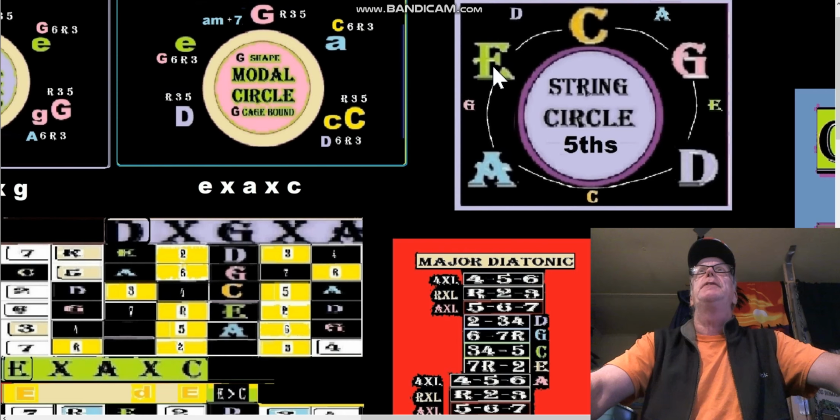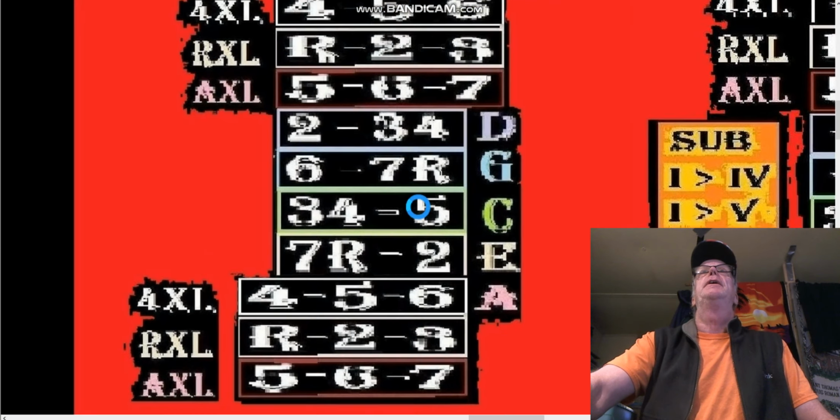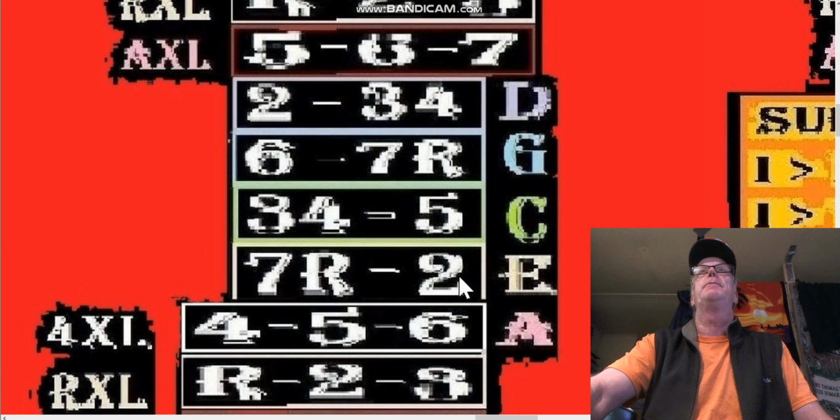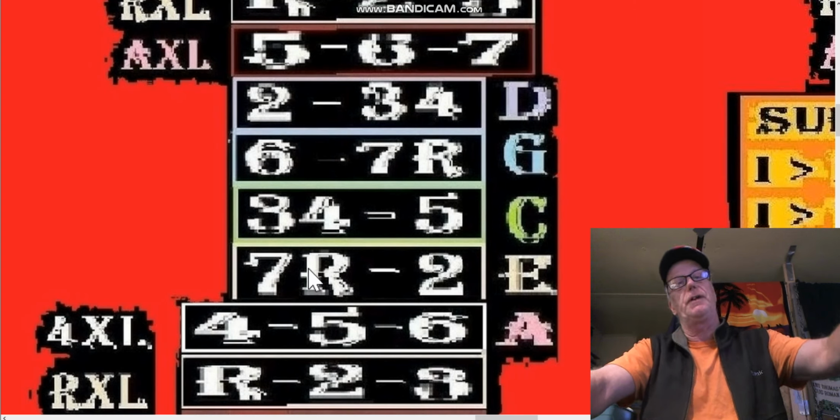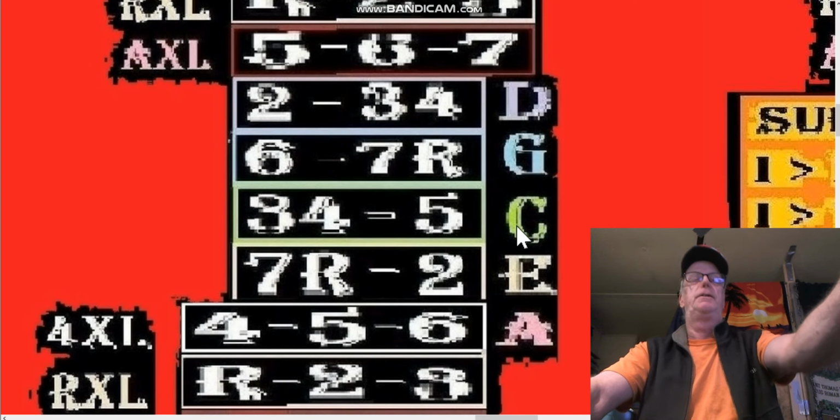So remember, the string shaped fifth of the E is C, so on top of the E here, you'll see the C. The string shaped fifth of the E is C. The string shaped fourth of the C is E. So we know the fourth of C is F, but we're going to go to the E string shape. We know the fifth of E is B, but we're going to go to the C string shape.